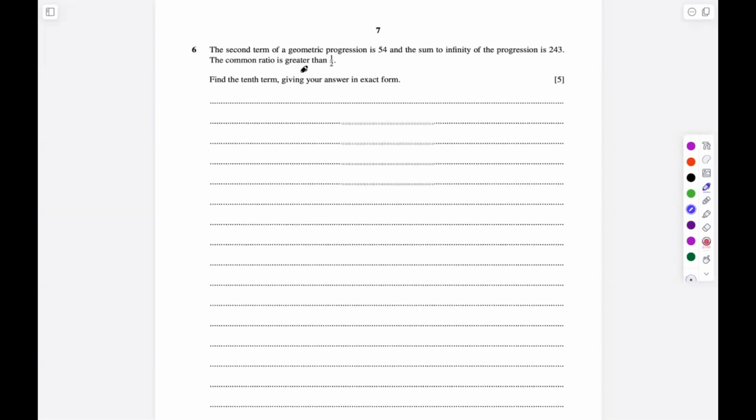In question 6, the second term of a geometric progression is 54 and the sum to infinity of the progression is 243. It's given that the common ratio is greater than 1 upon 2. We have to find the 10th term, giving our answer in exact form. Now the formula for sum to infinity is a upon 1 minus r, and for the nth term it is ar to the power n minus 1.